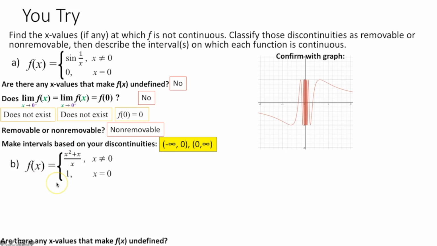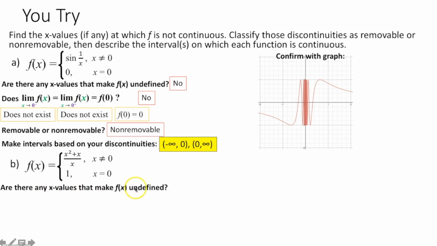For part B, it's the same. Are there any x values that make f of x undefined? You see an x in the denominator and you think, okay, x cannot equal 0. But you can see our domain already accounts for that in this piecewise function. This is the case, f of x is equal to x squared plus x over x for all x not equal to 0. But when x does equal 0, we're actually going to plug in a point, 0, 1. So that means that f of x is defined for all x values.